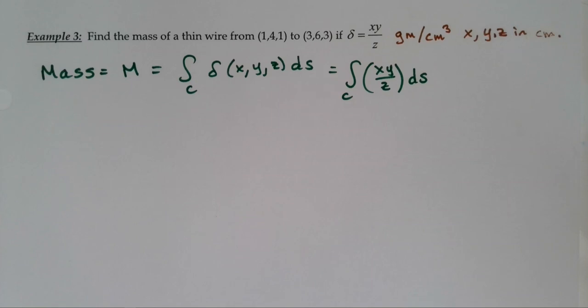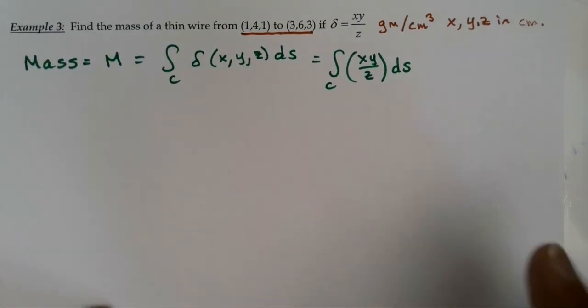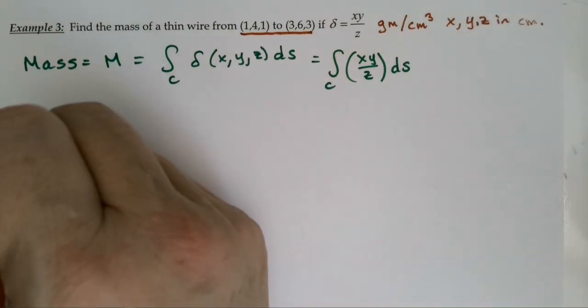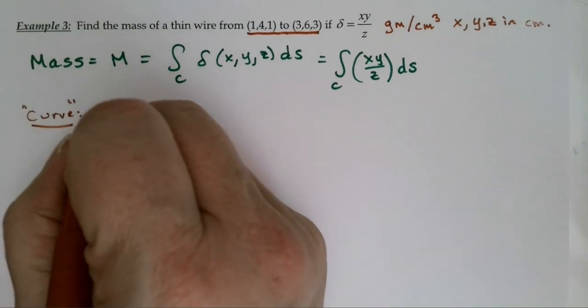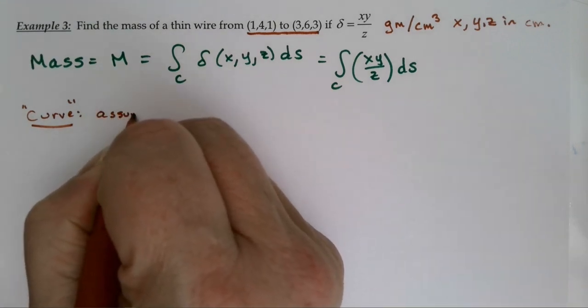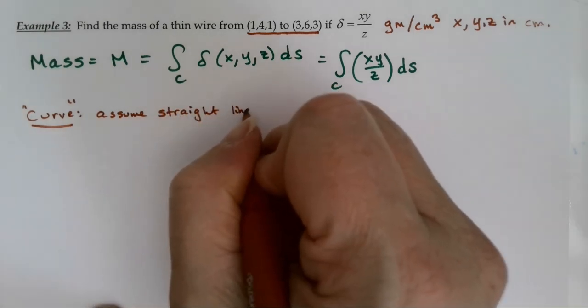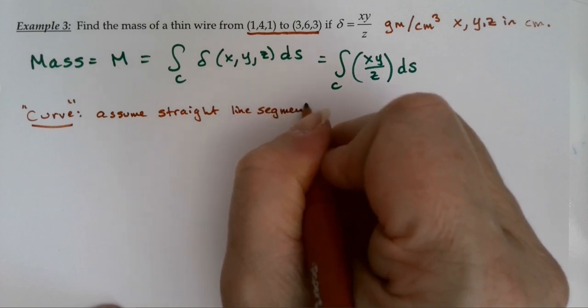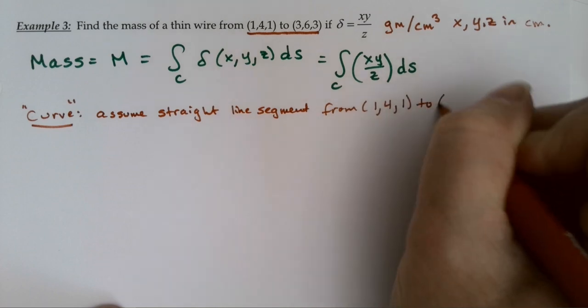Wonderful. All right, we need to figure out this curve, and we're not going to draw this because this is three-dimensional, so that would be a real pain. So we're going to have to just kind of look over here. All right, so let's consider this curve. I'm putting curve in quotes because it's actually a line segment, right? So we're assuming a straight line from one point to the other. Right, from 141 to 363.